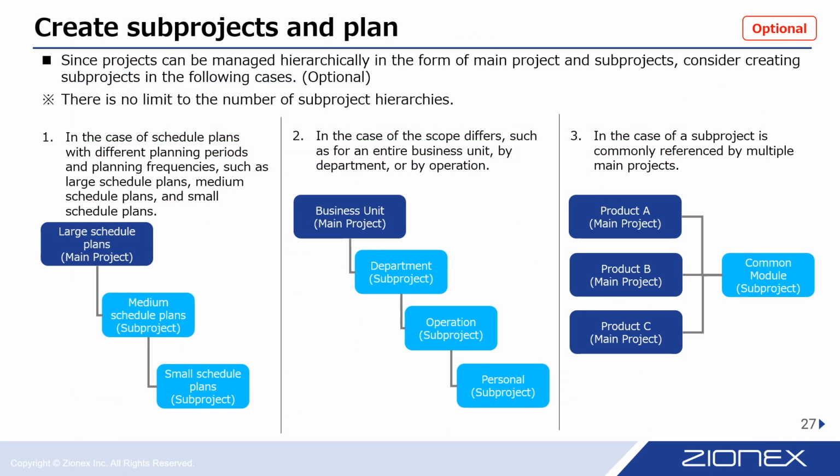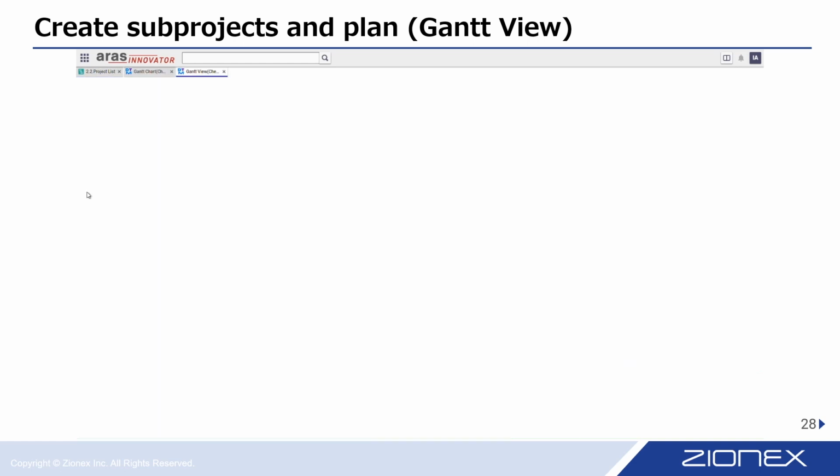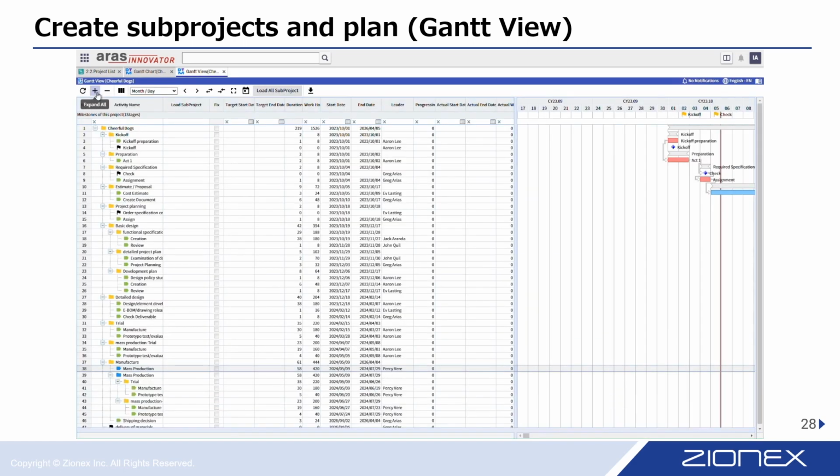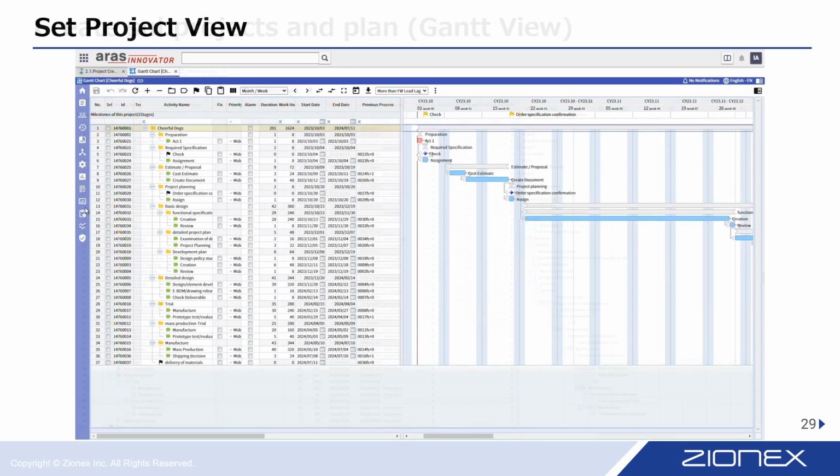Activities within a project can be linked to other projects as subprojects, creating a hierarchical structure for enhanced project management and coordination. Once subprojects are set up, use Gantt View to check the entire Gantt chart, including subprojects, on the same screen. If you opt for a project view, simply configure your project view accordingly.